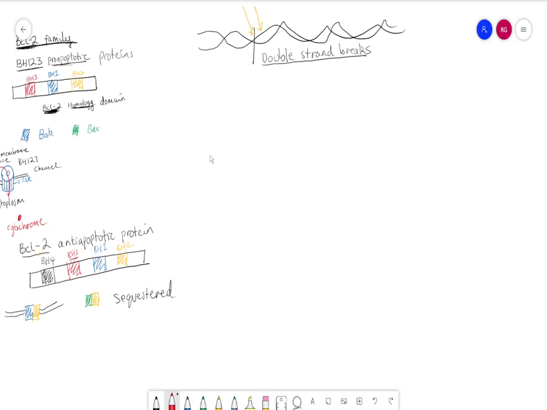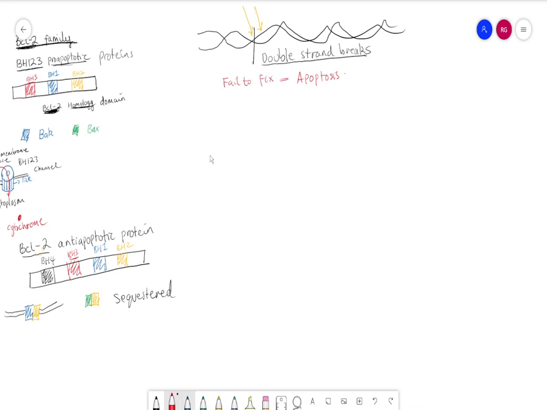So we're going to focus on how we can trigger apoptosis, how we can kill the cell in case we don't manage to fix that double strand break. So we'll talk about how we can fix double strand breaks in another video on non-homologous end joining and homologous end joining, which are mechanisms where we can fix the double strand break. But if that fails, we have to trigger apoptosis. So if we fail to fix, we want to trigger apoptosis.